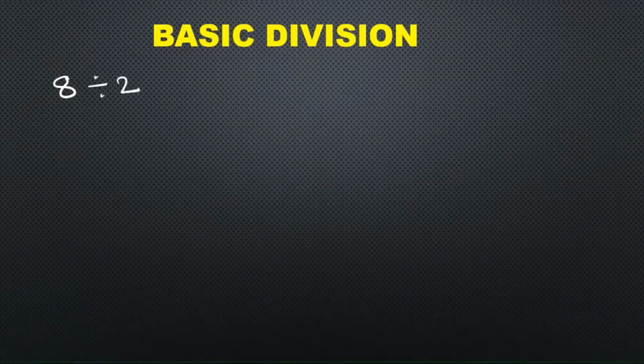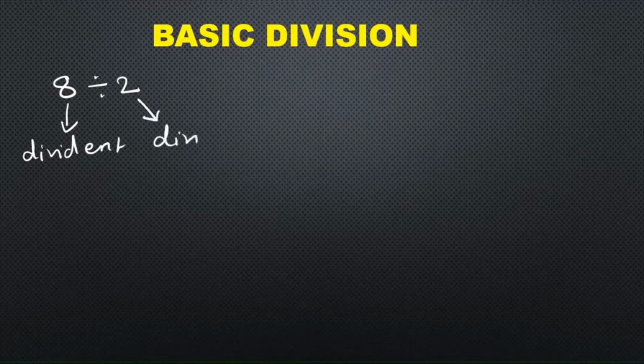In this example, you have a total of 8 and you want to divide into 2 equal groups. So 8 is the dividend and 2 is divisor. So what does dividend mean? Dividend means the number that we are dividing up. And what does divisor mean? Divisor means the number that we are dividing by. This divisor tells us how many groups we will be dividing our big amount into.